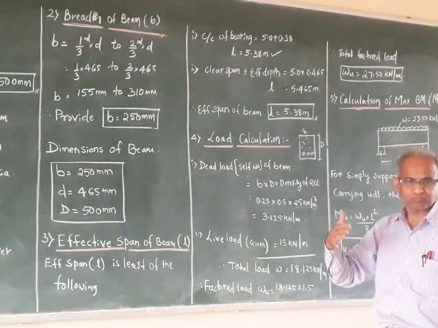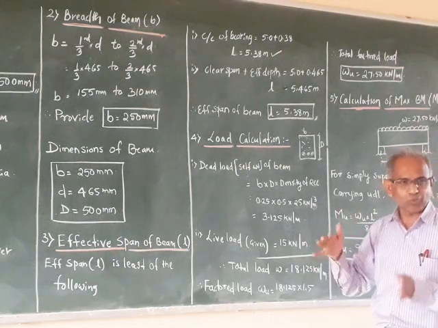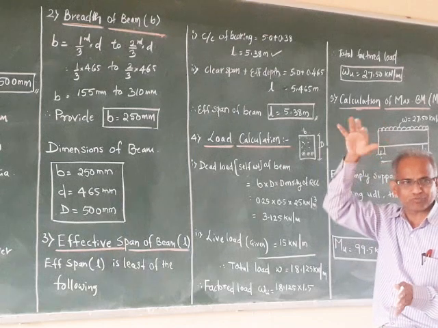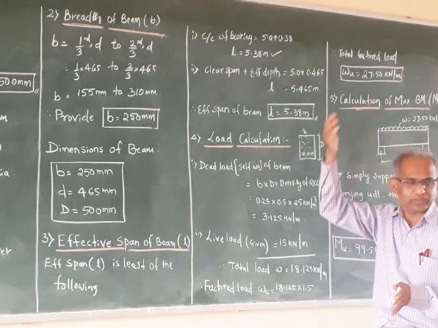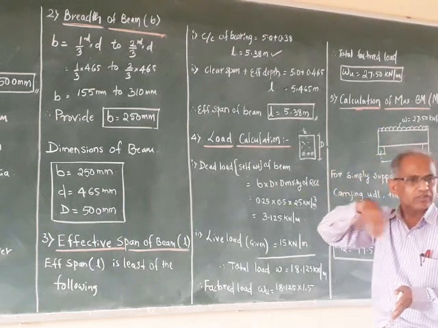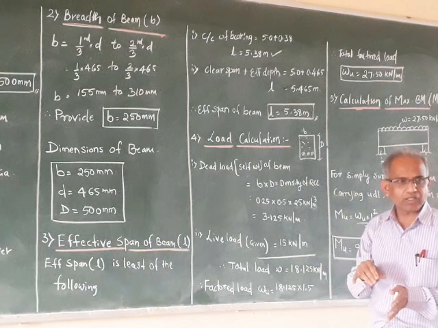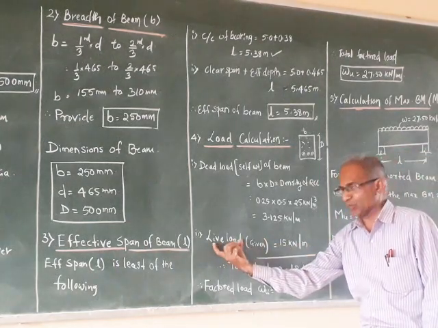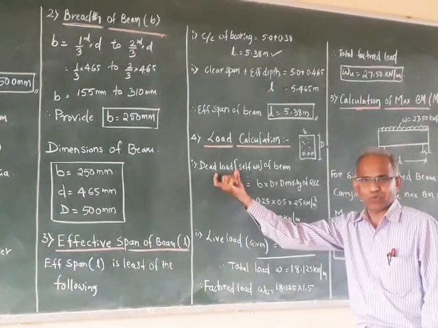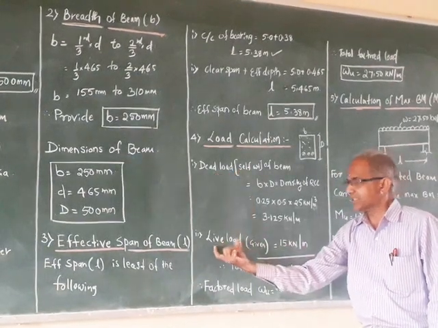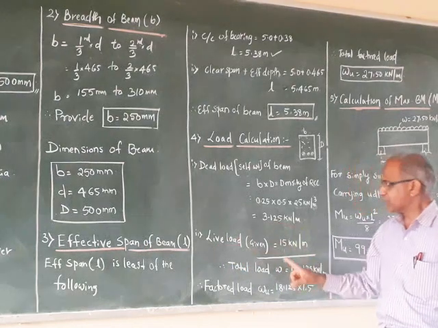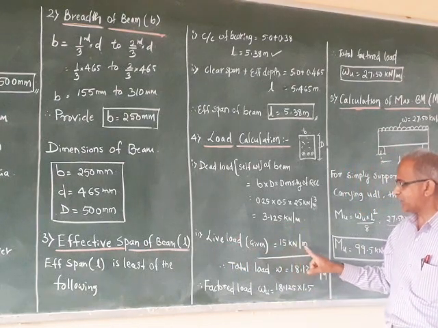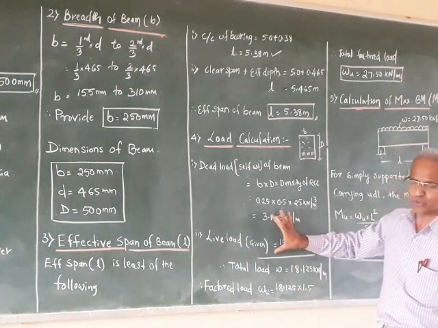Suppose you are sitting in a room, and above your room one more floor is there. There the people are moving from one place to another place, or some materials are moving. So those loads are called live load. This is self weight, dead load. This is moving load, or live load. It is given in the problem as 15 kilonewton per meter. So these are the two loads.